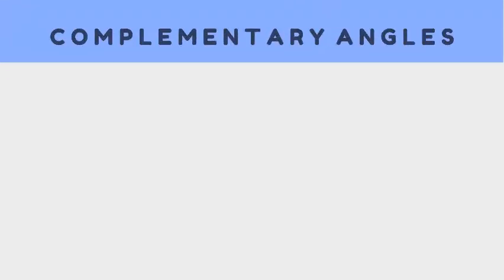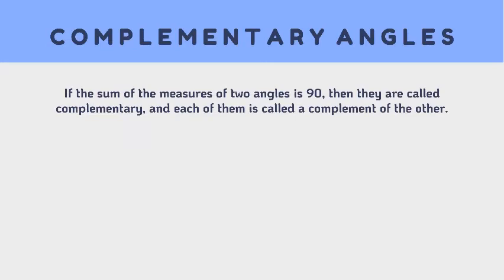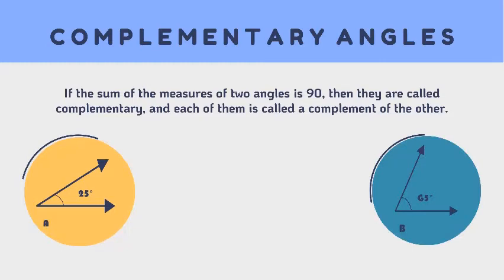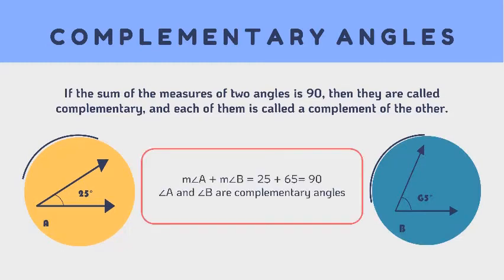Complementary angles. If the sum of the measures of two angles is 90, then they are called complementary, and each of them is called a complement of the other. For example, we have angle A that measures 25 degrees and angle B with 65 degrees. If we add angle A and angle B, their sum is equal to 90 degrees. Therefore, they are complementary angles. Angle A is a complement of angle B and vice versa.